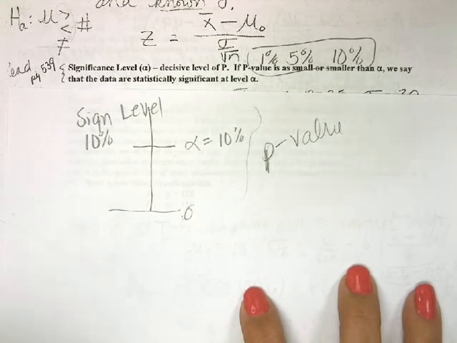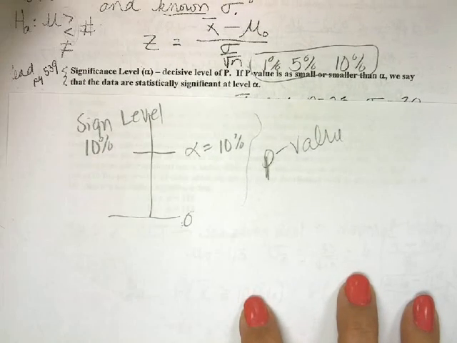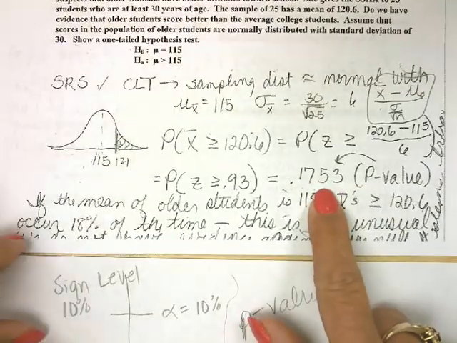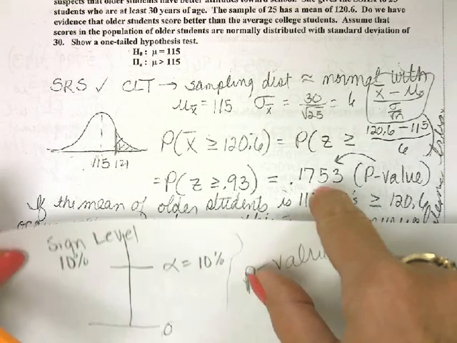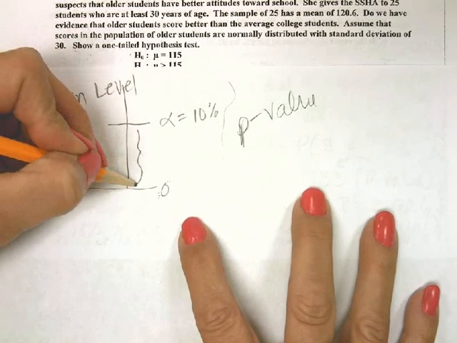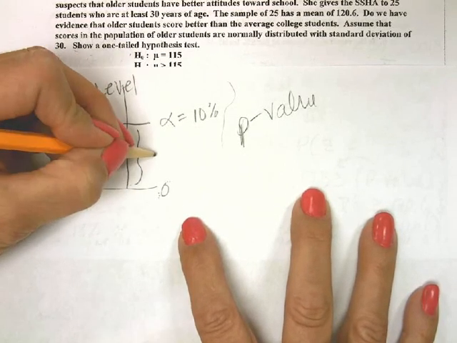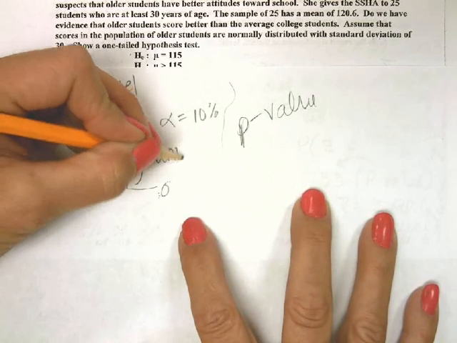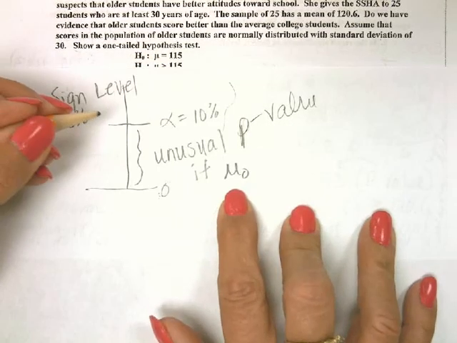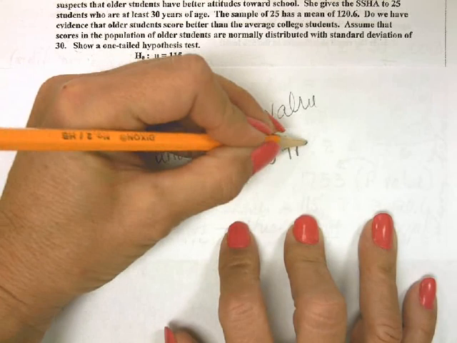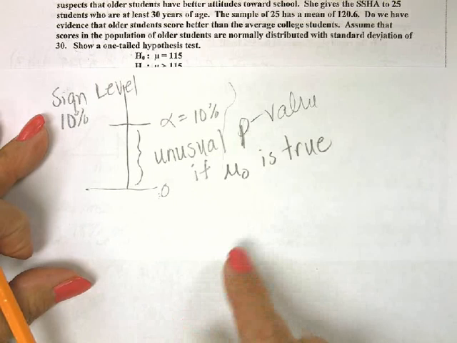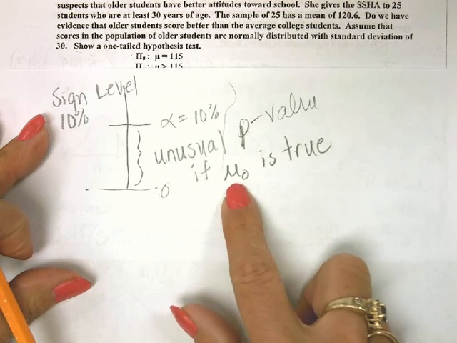So if I were doing a hypothesis test and I calculate a p-value like this, I always compare it to the significance level if it's listed. If I had said it's a significance level of 10%, anything that has a p-value less than 10% would be considered unusual if the mean that you're assuming to be true is true. So we're saying it's not very likely that this would happen to get this type of a value if your actual null hypothesis is a true statement.